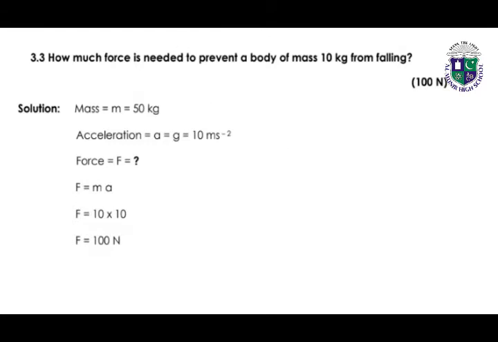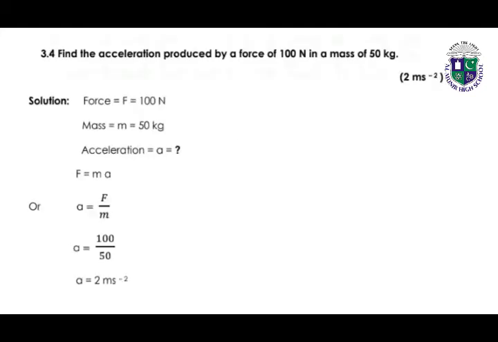Numerical number 3.3. How much force is needed to prevent a body of mass 10 kg from falling? Answer is, here we have the mass, which is 10 kg. Write down 10 here. Acceleration is equal to gravity, which is 10 meter per second square. So by putting the values in the formula, we will get the answer 100 Newton.